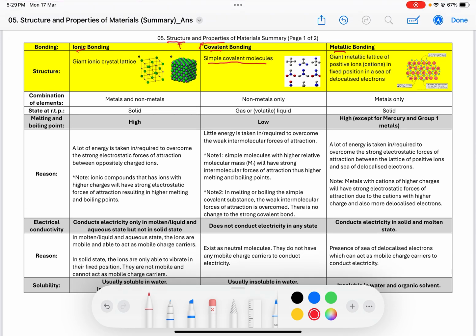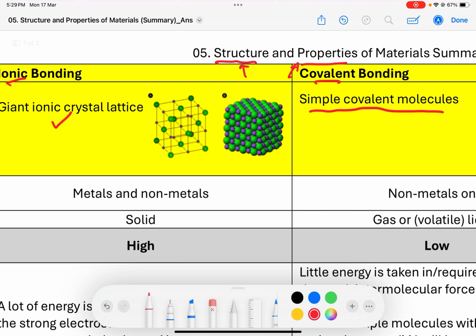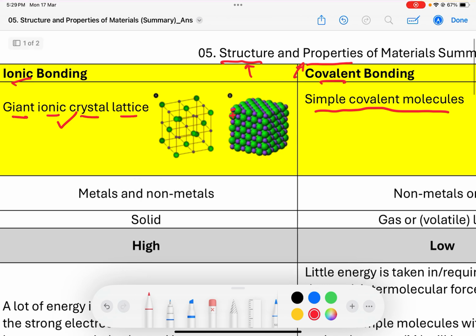When substances undergo ionic bonding, they will form what we call a giant ionic crystal lattice structure. How it looks, it'll look like this. Each of these different circles represents different ions. So if the green circle is positive, this purple one will be negative, and they will just alternate to form this giant ionic crystal lattice structure.